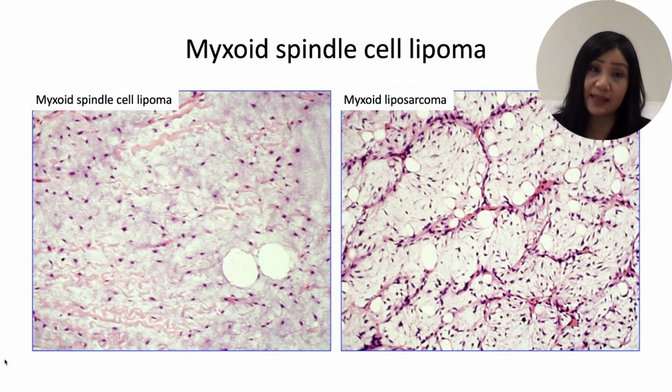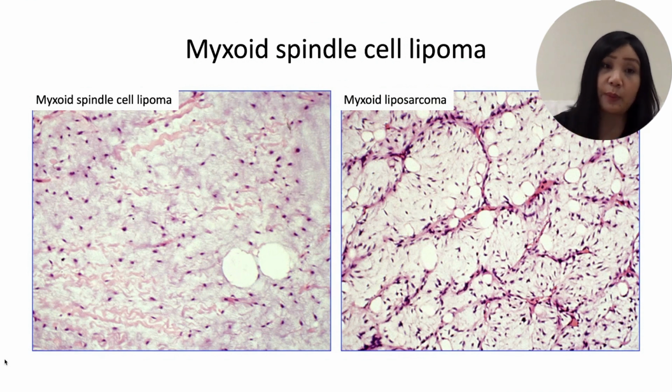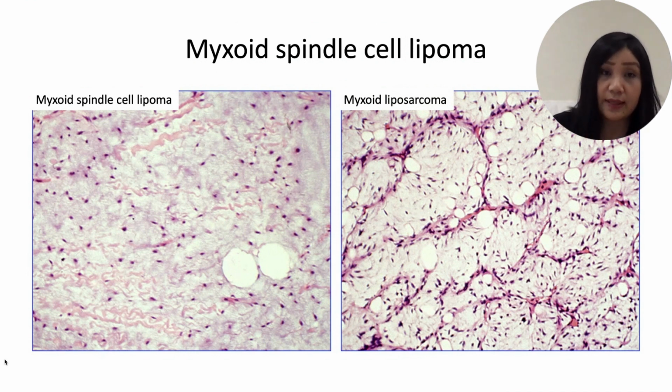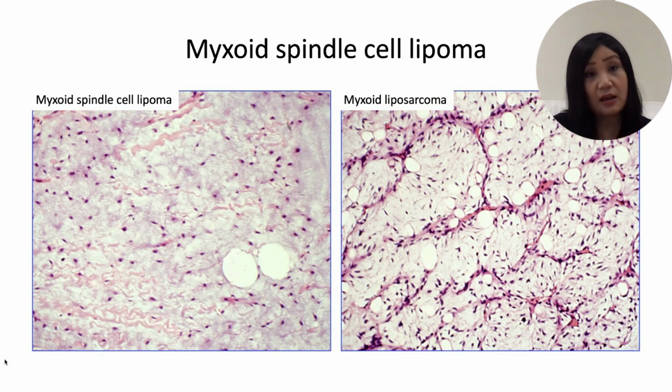Myxoid liposarcoma has this very homogeneous distribution of small, curvilinear, thin-walled vessels in a very discernible plexiform network, which is lacking in myxoid spindle cell lipoma. Both of them contain bland ovoid and spindle cells. Myxoid liposarcoma is also associated with generally small numbers of small lipoblasts. Genetically, they are different, with myxoid liposarcoma showing DDIT3 gene fusions.